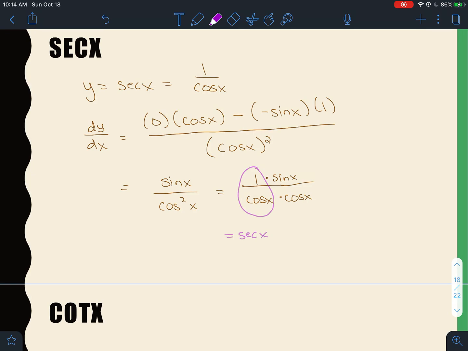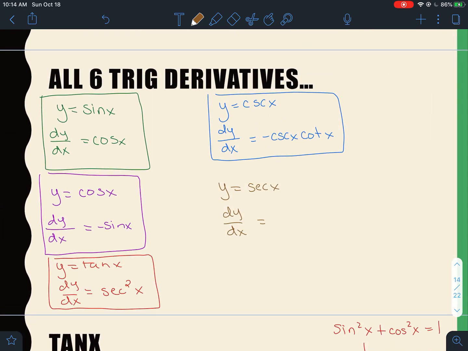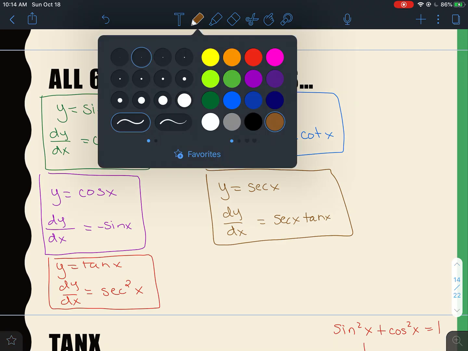And I know that 1 over cosine x is the same thing as secant x. And I know that sine x over cosine x is the same thing as tangent x. So the derivative of secant x is secant x times tangent x. So going back up to our all 6 derivative sheet, the derivative of secant x is secant x tangent x.